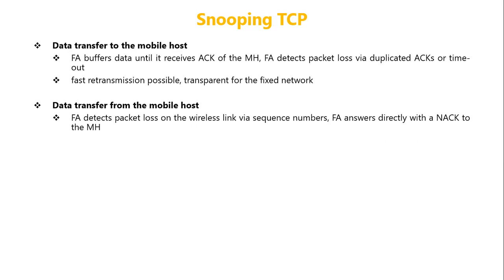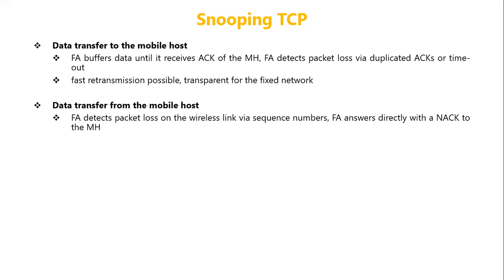The foreign agent detects packet loss via duplicate acknowledgements or timeout. Whenever there is a timeout or a duplicate acknowledgement, the foreign agent will understand there is a packet loss. Whenever there is a packet loss, the foreign agent itself will retransmit those. So it will perform fast retransmission wherever fast retransmission is possible, similar to how it is done in the fixed network.